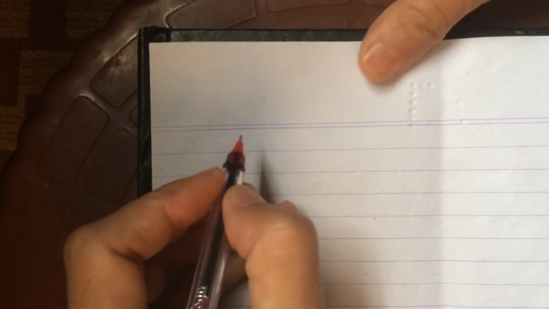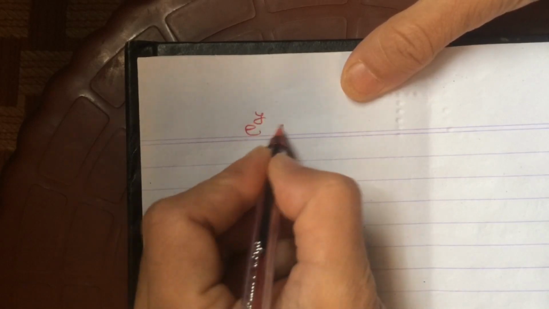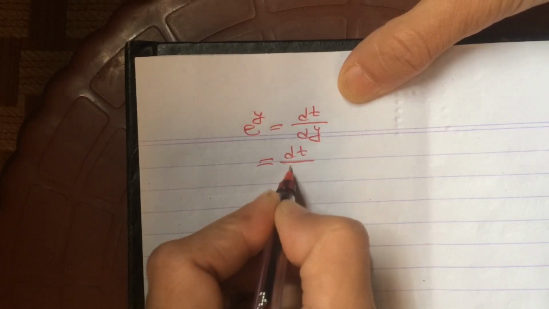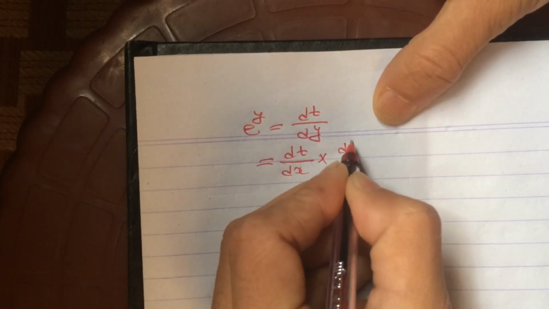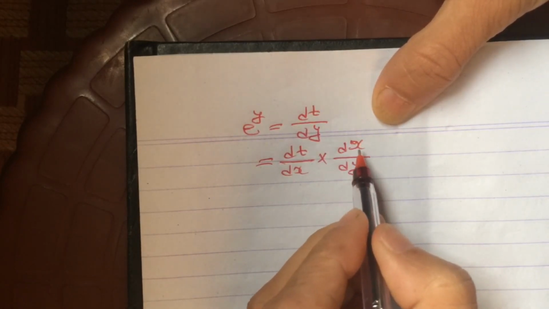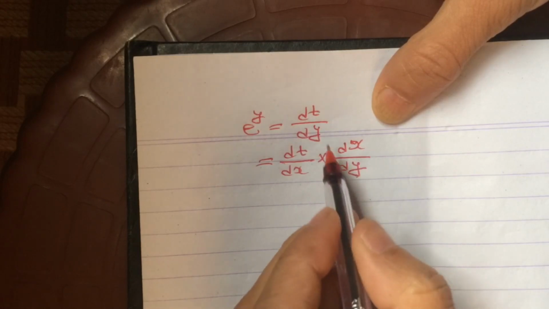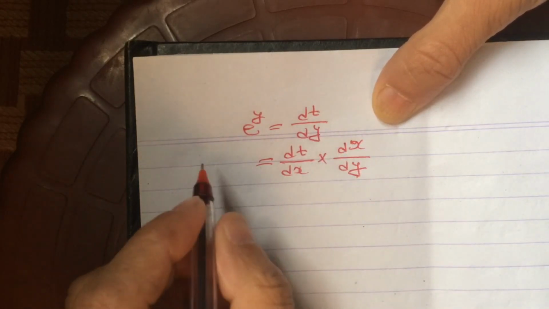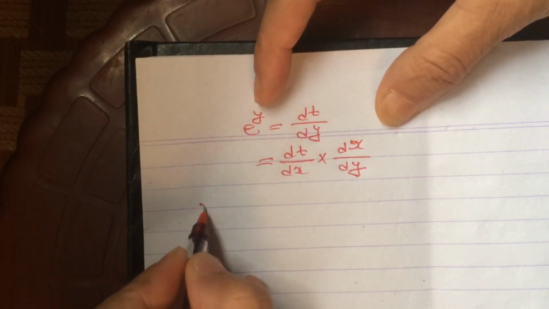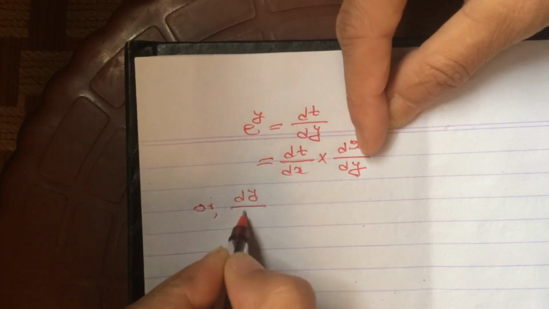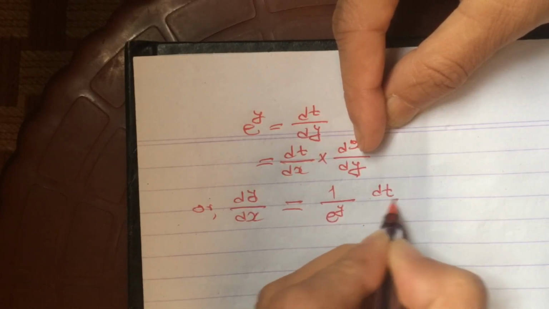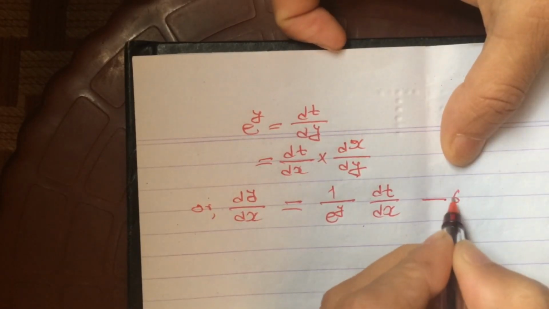For that, we have exponential y is equal to t, so dt by dy, and you can write here dt divided by dx multiplied by dx divided by dy. See, this is the given function and this is our original variable. So dy by dx we can find out from here. For that, you have to cross multiply with this exponential y. After cross multiplication, what we get is dy by dx is equal to 1 by exponential y multiplied by dt by dx. Let this be equation 6.